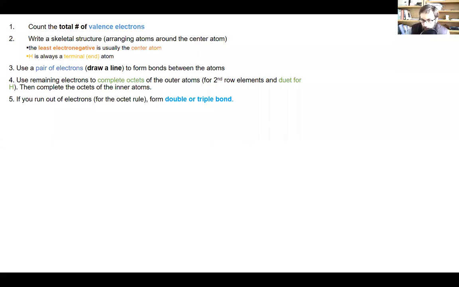All right, guys, I think this is hopefully the last round of practice problems that we'll be doing on Lewis structures here. So let's give it a go.